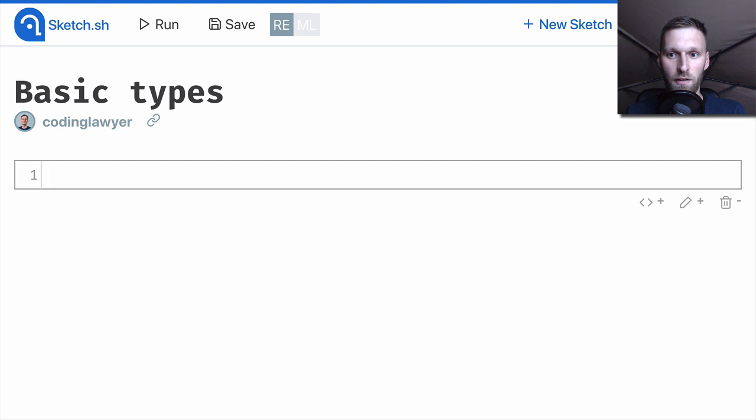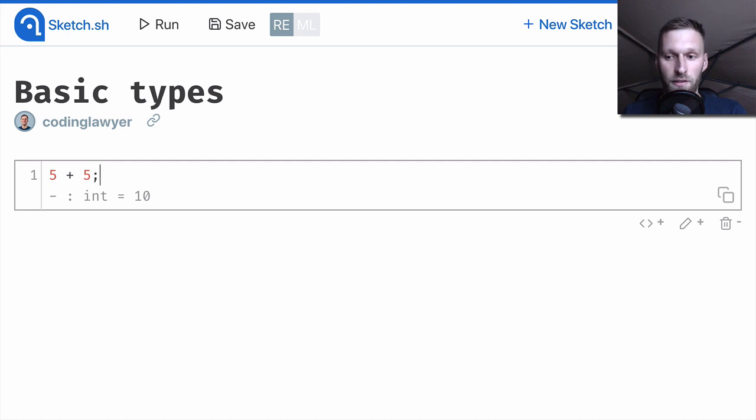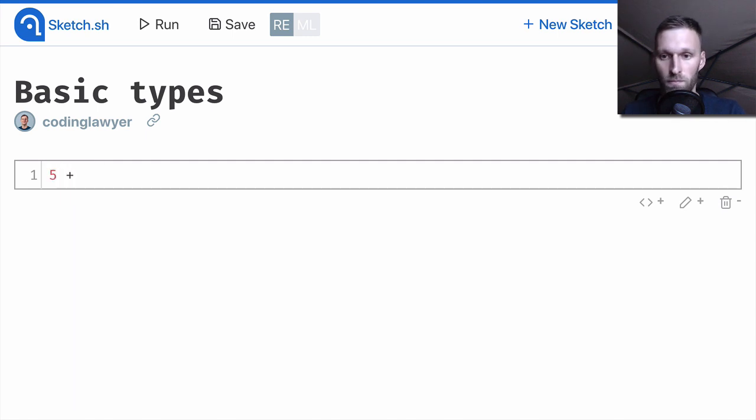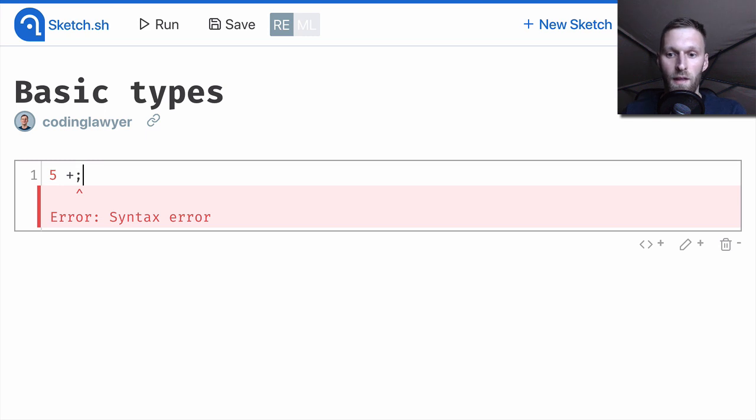Now, let's talk about errors. We will take a look at the two major kinds of errors that we can get in Reason: syntax errors and type errors. Let's get started with syntax errors. Now, this phrase is correct, since it is a correct arithmetic expression. The system answers with the type, which is int, and the value is 10. However, what if we omit the last integer? And this phrase is wrong on a syntactic level, since the second argument of the plus operator is missing. And the compiler answers that this is a syntax error.